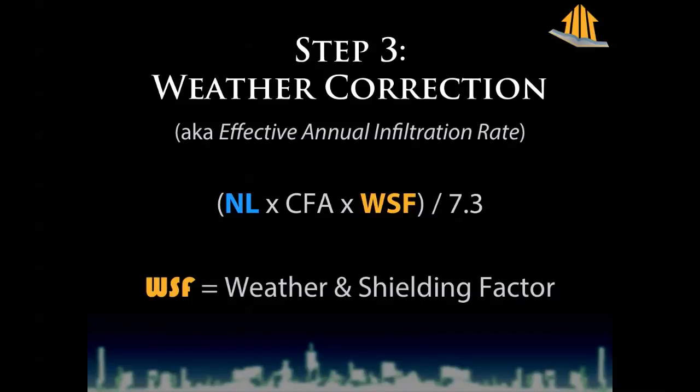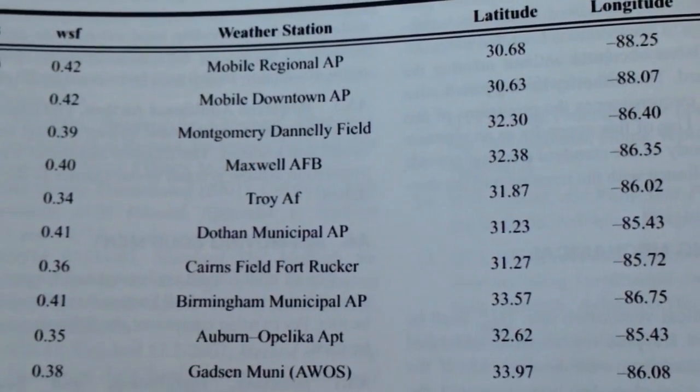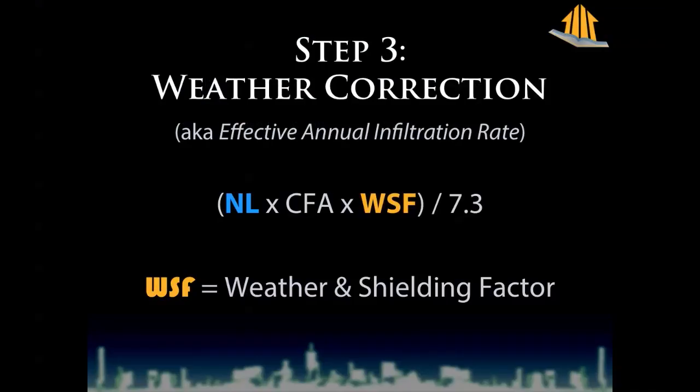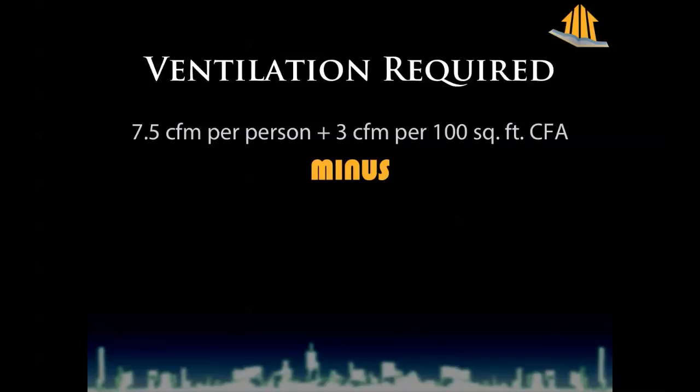And the weather and shielding factor comes from the ASHRAE standard. So you need to get a hold of that 62.2 to find the table. It looks like this. It's just a chart full of numbers. It's organized by state, and you find out where you are, and then you basically just plug in the number that they give you. So the ventilation required then is the 7.5 CFM per person plus the 3 CFM per 100 square feet minus what we just got.